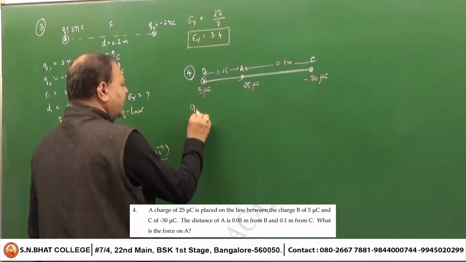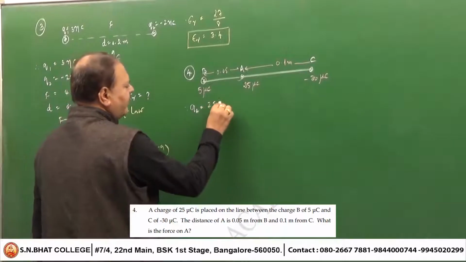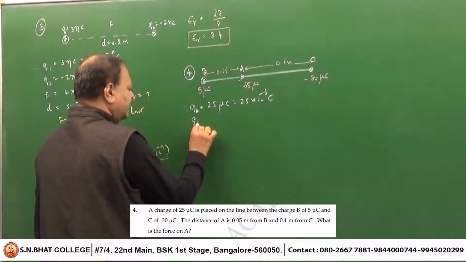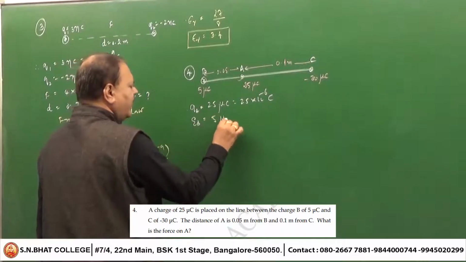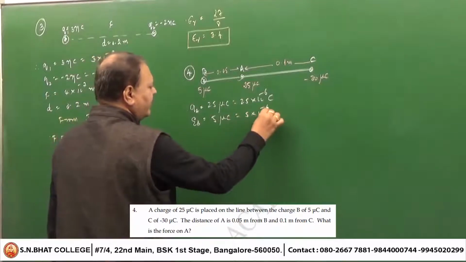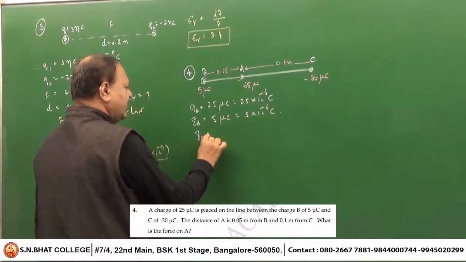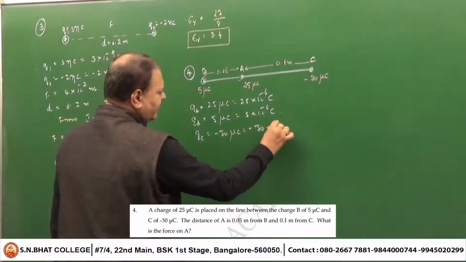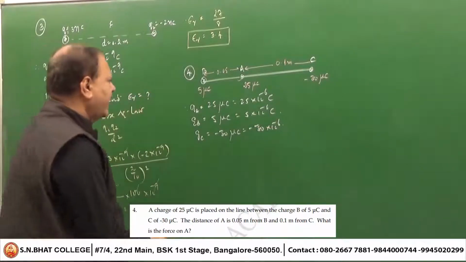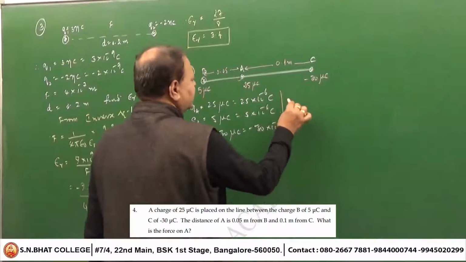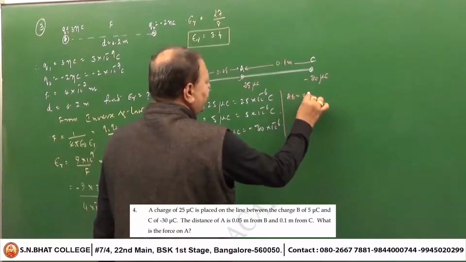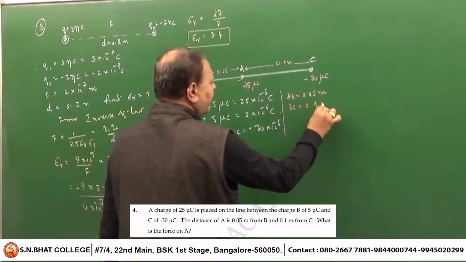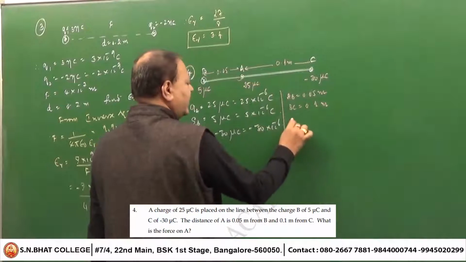The charge at A is equal to QA, which is 25 microcoulomb, and it is 25 into 10 to the power minus 6 coulomb. Charge at B is equal to QB, which is 5 microcoulomb. It is 5 into 10 to the power minus 6 coulomb. And charge at C is equal to minus 30 microcoulomb, which is minus 30 into 10 to the power minus 6. Okay. Regarding the distance, he has told that AB is equal to 0.05 meter and BC is equal to 0.1 meter. Now they want the resultant force.